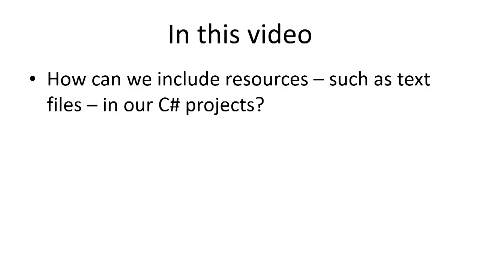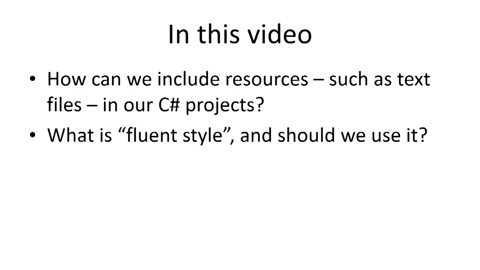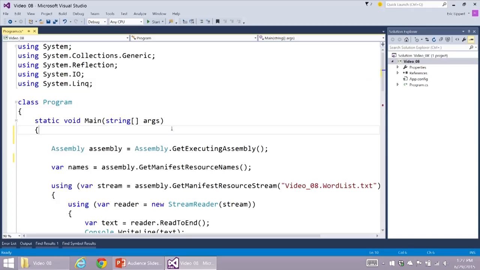In this video, we're going to talk about how you can include resources, such as the example we're going to use, text files, in our C# projects. In a video later on in this series, I'll show you how to embed other kinds of resources like graphical files in a C# project. I'm also going to talk about a style of programming called Fluent style and when you should use it and when you should not. So let's get right into it.